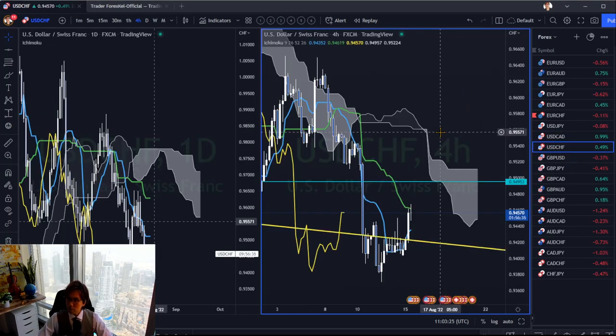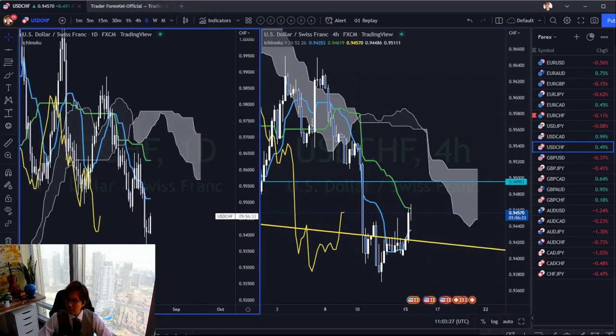And so USD Swiss franc daily, Kumo is looking good, thickness is good, the length is also good, but the angles, Senkou Span B flat, A flat. So I don't even look at these other lines. 4-hour is also showing Senkou Span B flat, Senkou Span A retracing. So I don't take this one.